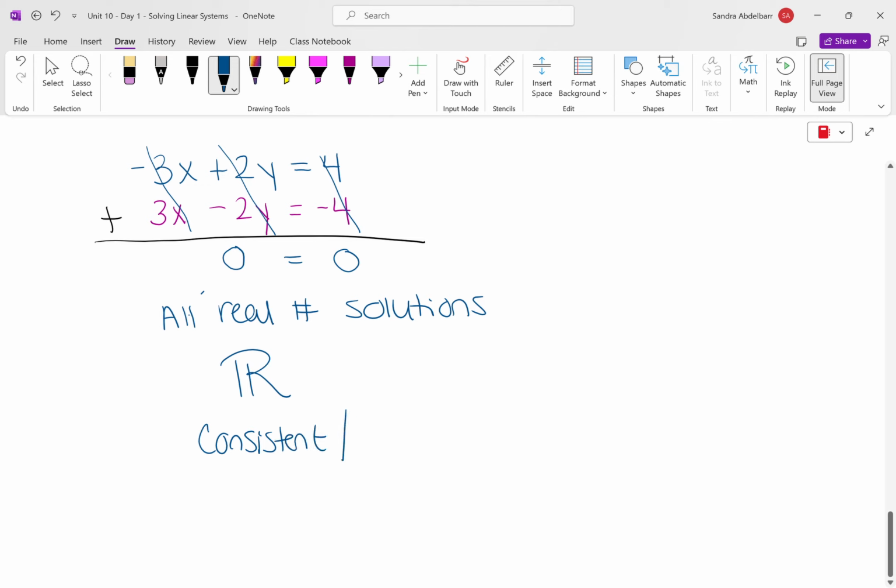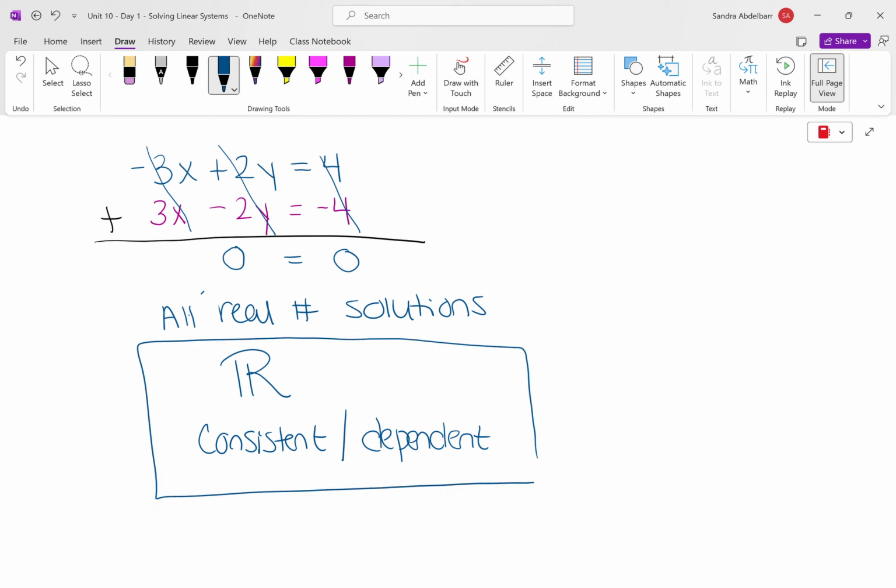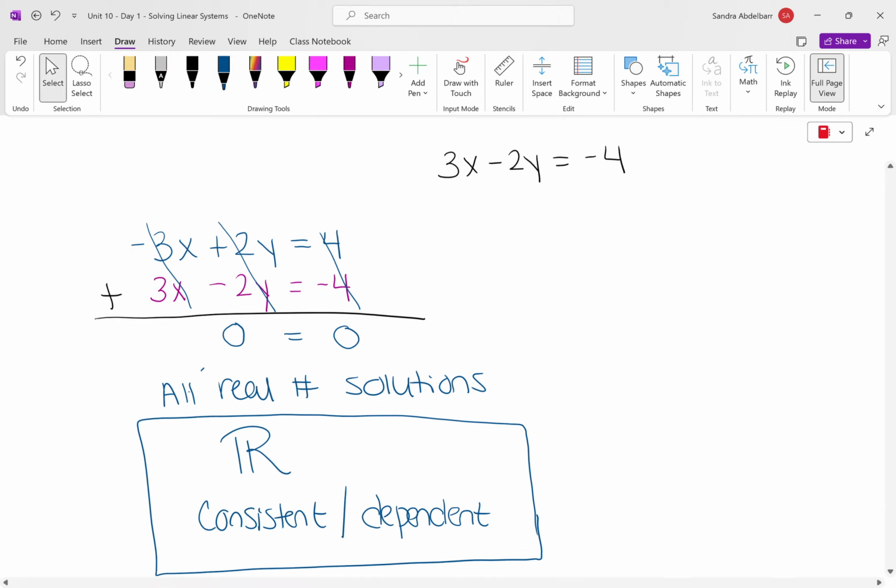So you tell me, is this consistent or inconsistent? Consistent. Is it dependent or independent? Dependent. What does that mean? Yeah, they're infinite solutions because it's the same line. All right, I have 2 more problems to show you, and then we will be done for today.